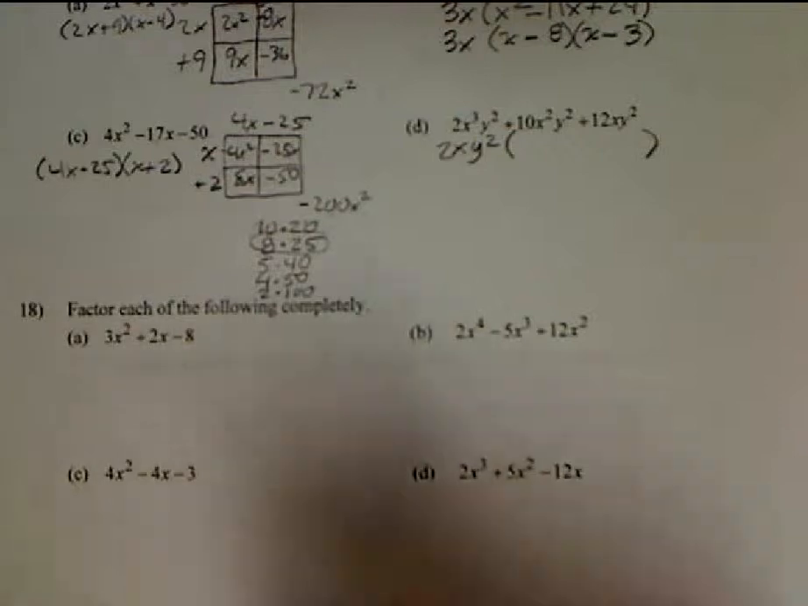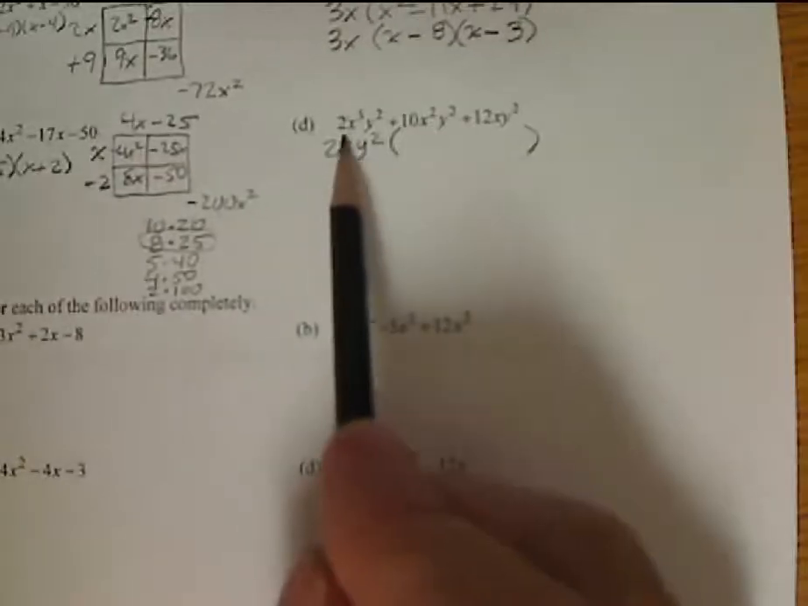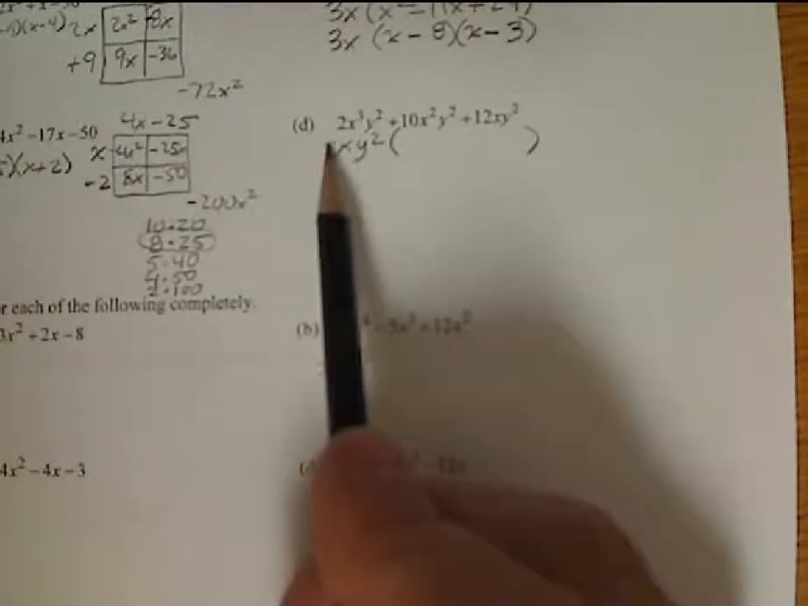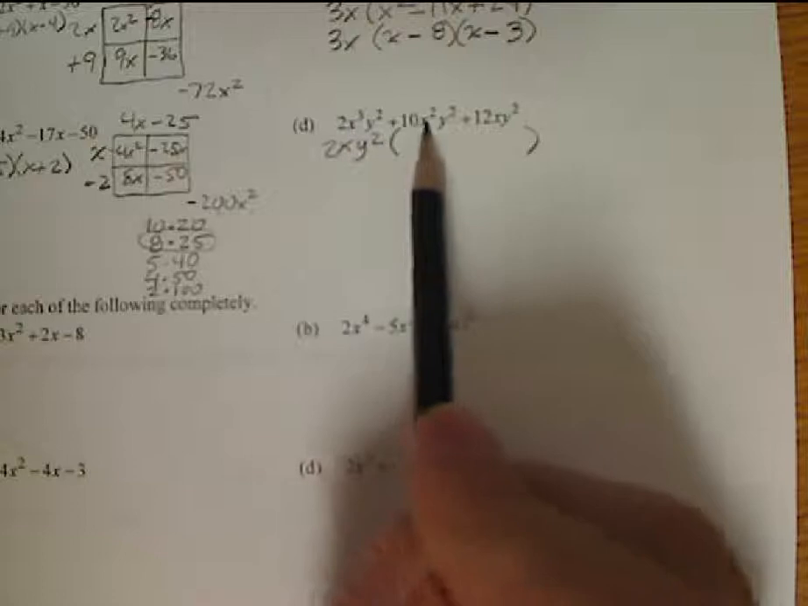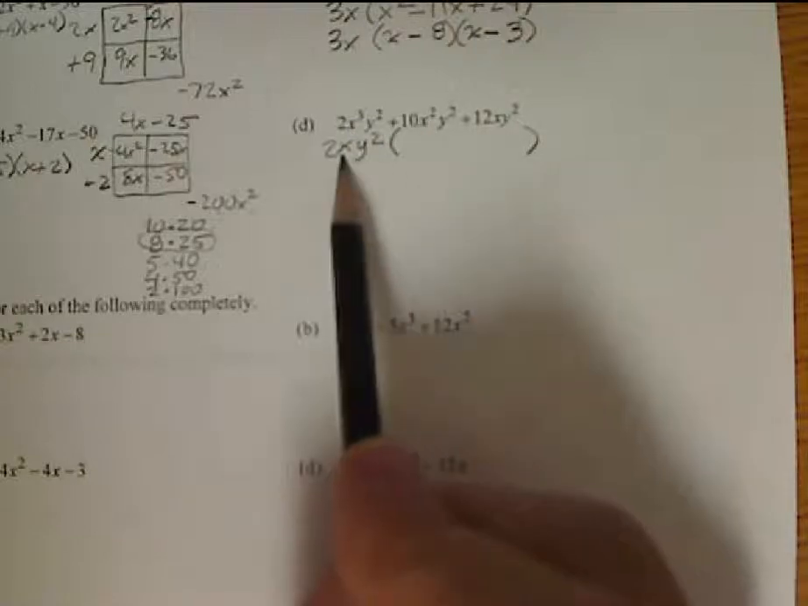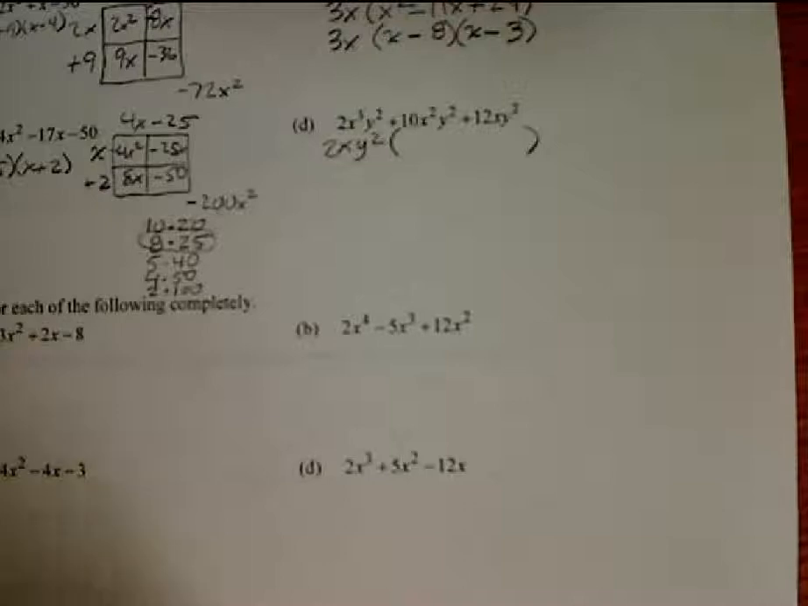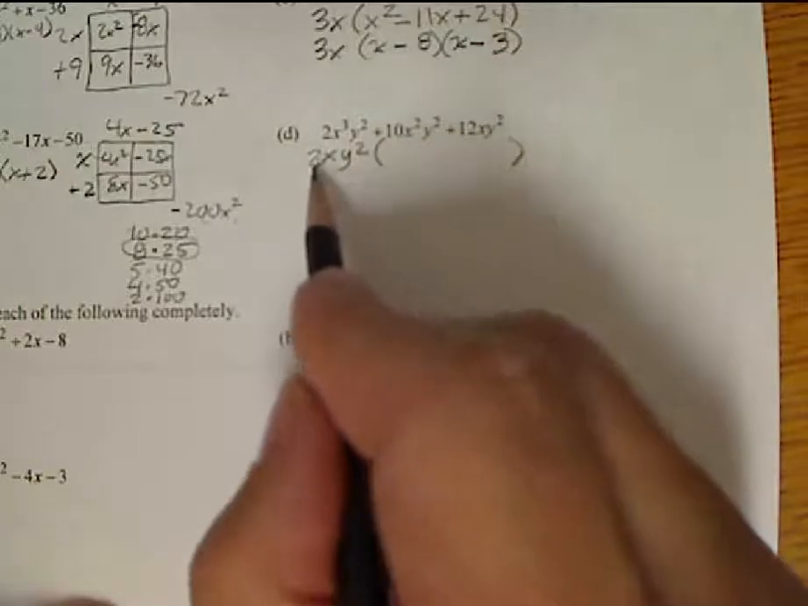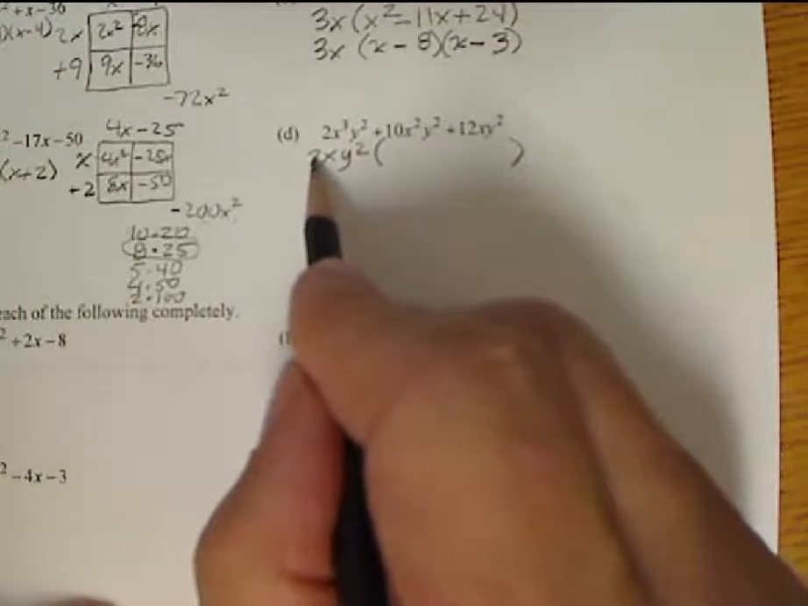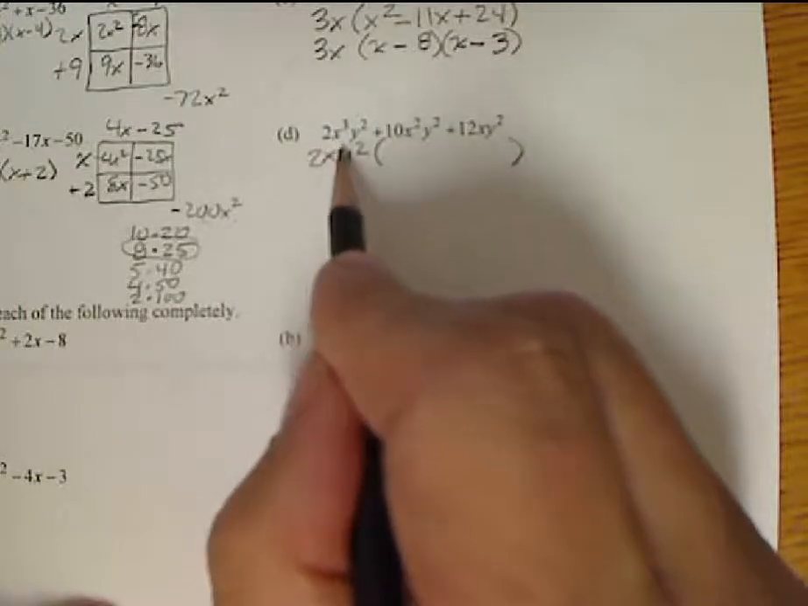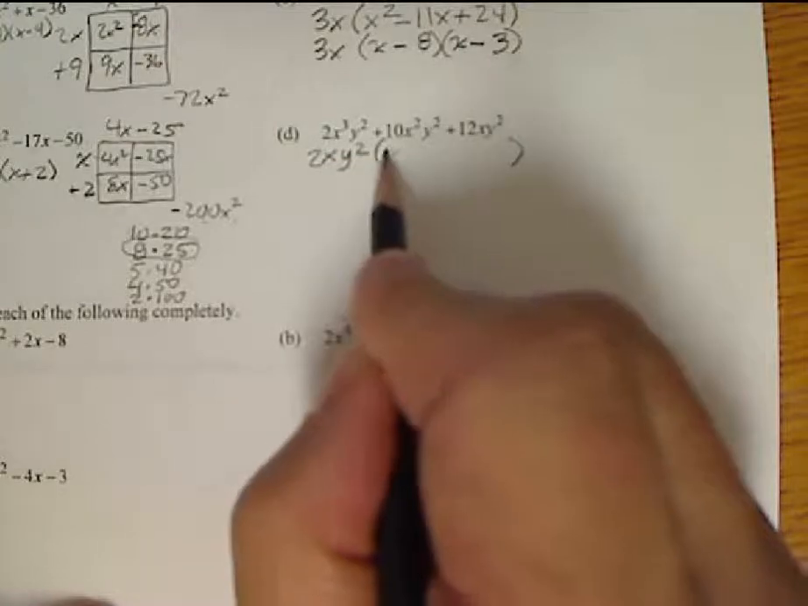Okay, last one. Look for things in common. They're all even, so I took out a 2. We have x cubed, x squared, and an x. I take out an x. y squared, y squared, y squared. I took a y squared out of all of them. Okay, left hand side. I have 2 taken care of. I need an x squared. Don't need any y's.